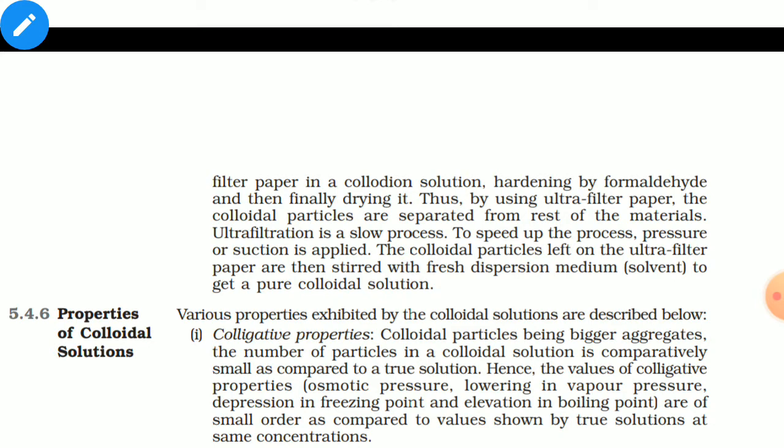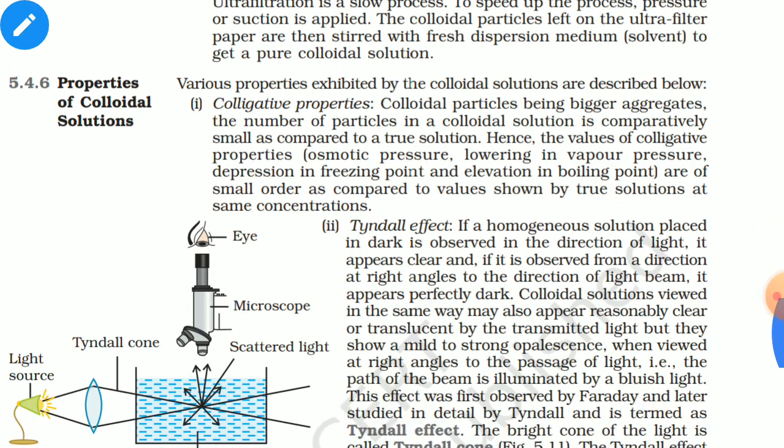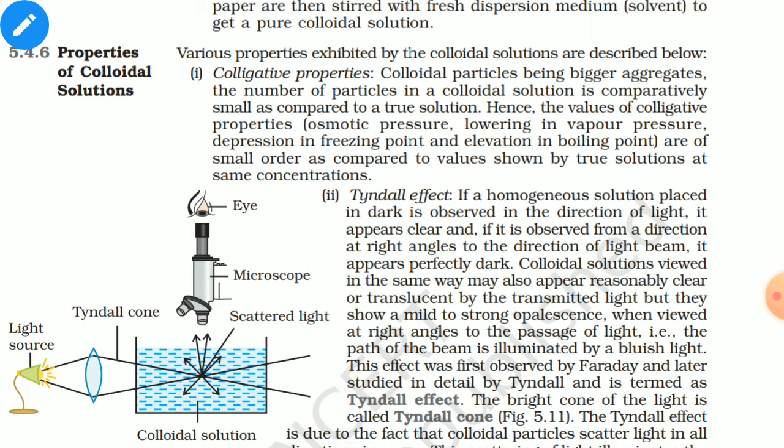Now, properties of colloidal solution. Here, various properties exhibited by colloidal solutions are described below. Number one, they follow colligative properties. Colloidal particles being bigger aggregates, the number of particles in a colloidal solution is comparatively small as compared to true solution. Hence, the values of colligative properties, that is osmotic pressure, lowering of vapor pressure, depression in freezing point, and elevation in boiling point, are of small order as compared to values shown by true solution at same concentration.